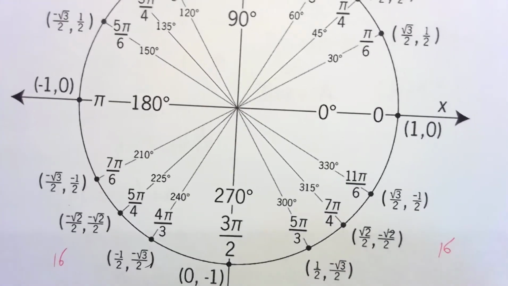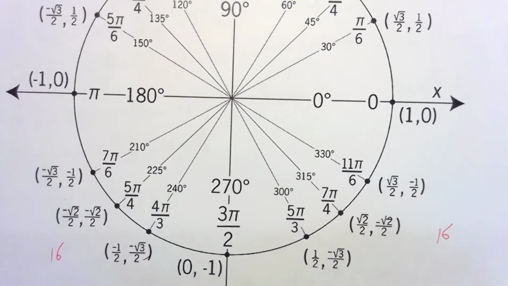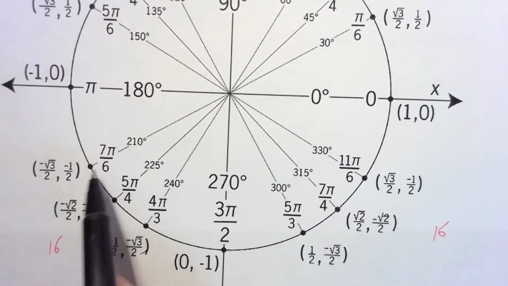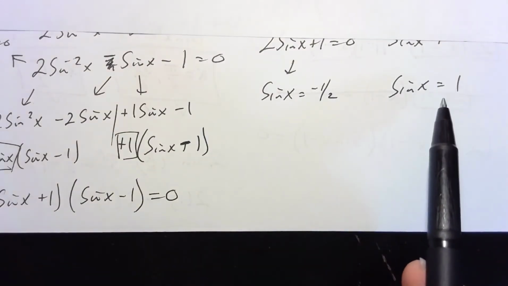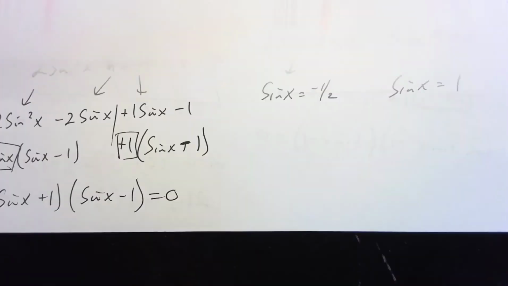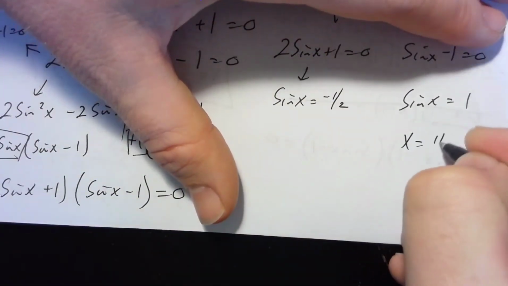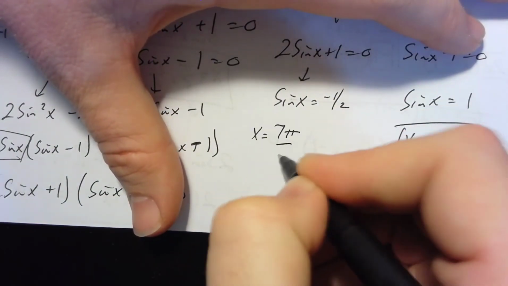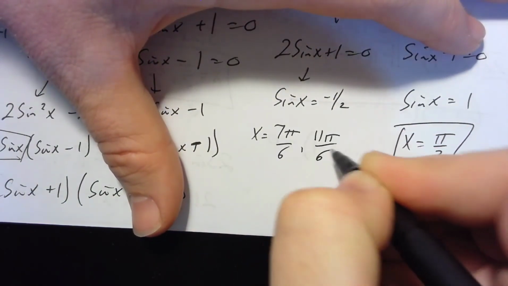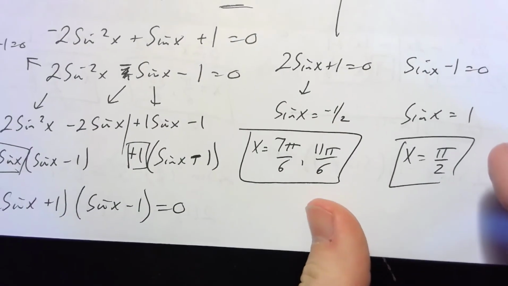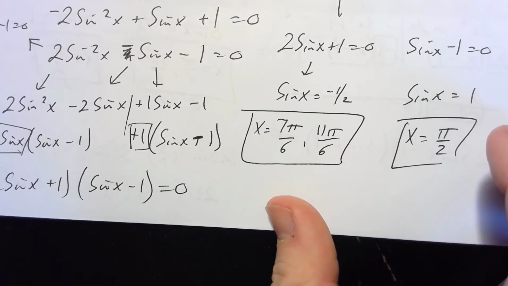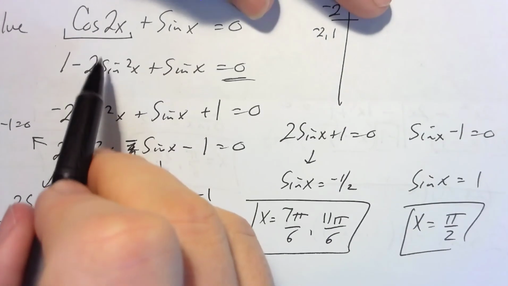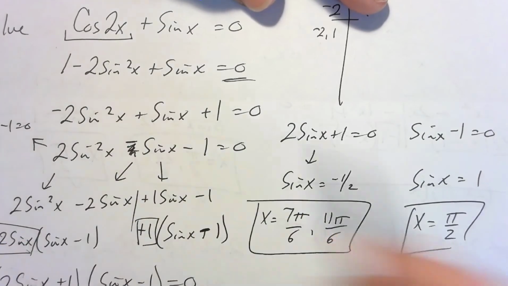On the unit circle, we're once again looking for the sine of x equal to a negative 1/2. That's this location down here at 11 pi over 6 and 7 pi over 6. And we're looking for the sine of x equaling a positive 1, which is once again at pi over 2. So that's giving me x equals pi over 2 as one solution, and x equals 7 pi over 6 and 11 pi over 6 as my other two solutions. All three of these solutions should check, and it is necessary that you go through and plug them back in to ensure that they actually work.